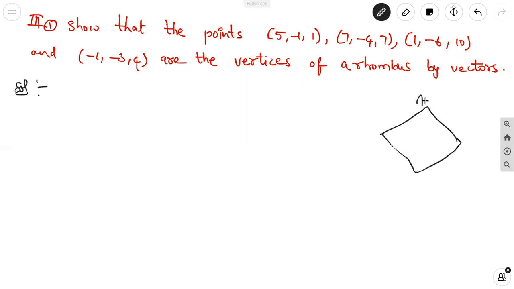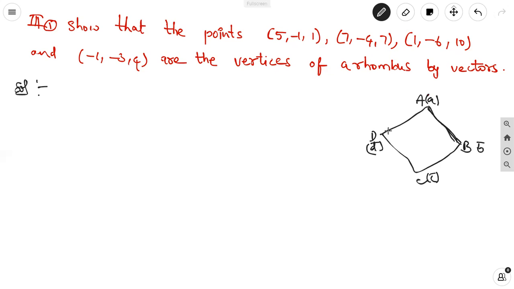Here we are taking the rhombus. This is A, this is B, this is C, this is D. A is the A vector, B vector, C vector, D vector. Vertices are the vectors. Okay, now we can prove that it is a rhombus.